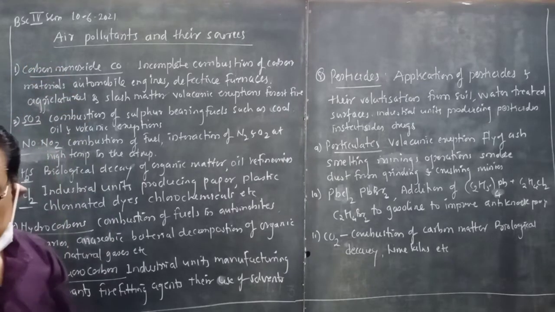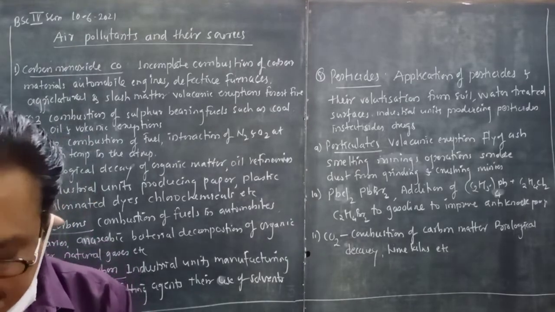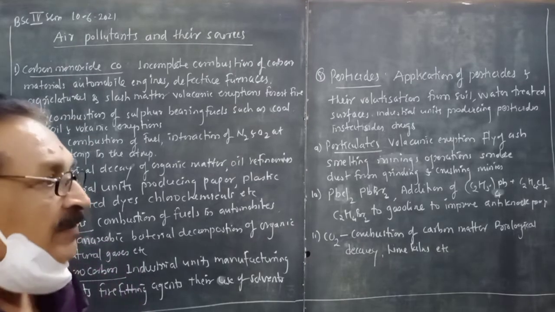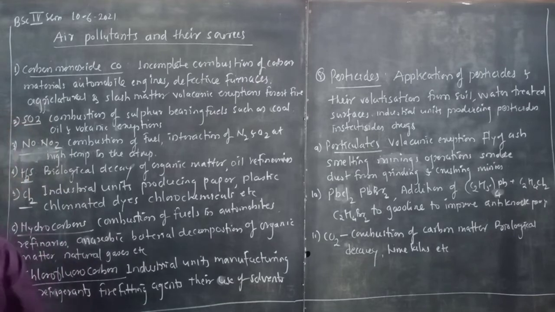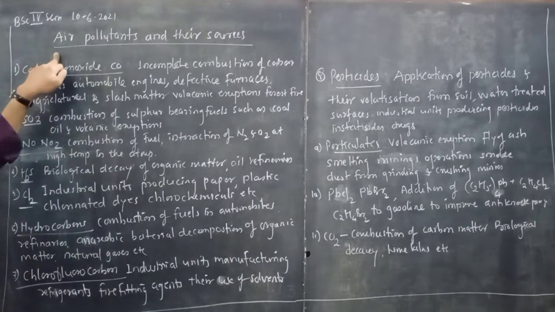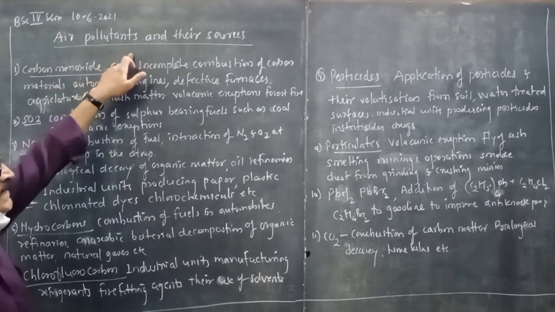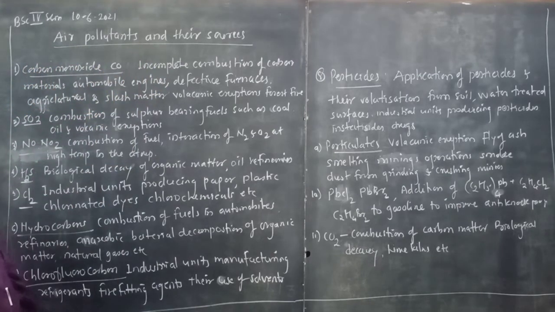Already we know about environmental chemistry and air pollution, and in the previous class what is meant by air pollution was already discussed. Now we go for the air pollutants and their sources.